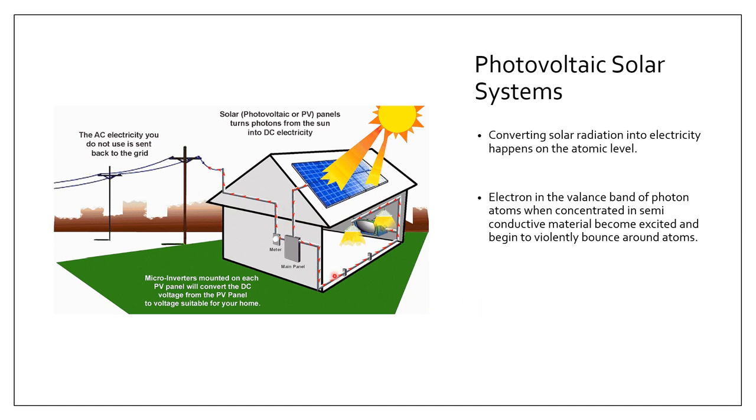Photovoltaic solar system, we're going to continue. You're going to convert the solar radiation to electricity. As you know, every time you have to deal with radiation, it is always at the atomic level. So electrons in the valence bond in the atom are going to concentrate in a semiconductive material. So many times I'm trying to tell you, at the atomic level, we are activating the electron. As soon as the electron is activated, it is going to move. When the electron is moving and flowing, you got the current, and that's your electricity. So that's what we're seeing right here.